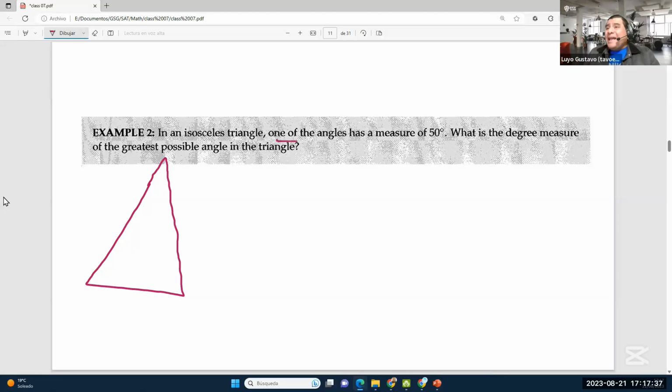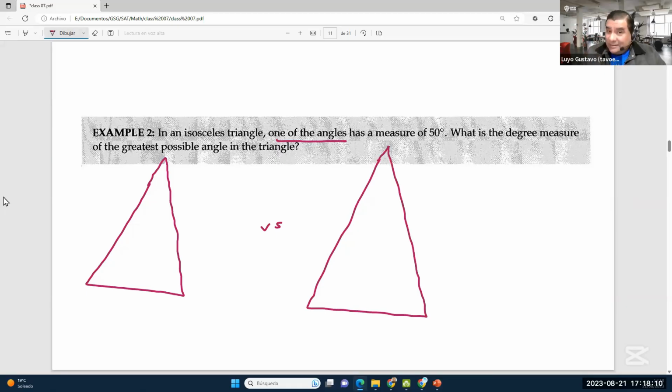It says one of the angles. The expression one of the angles doesn't make reference to a particular angle. So it could be one of the angles that are equal, or it could be the third angle that is not equal to the other two. So we have to put ourselves in the two scenarios, okay? We need to consider two possible scenarios.